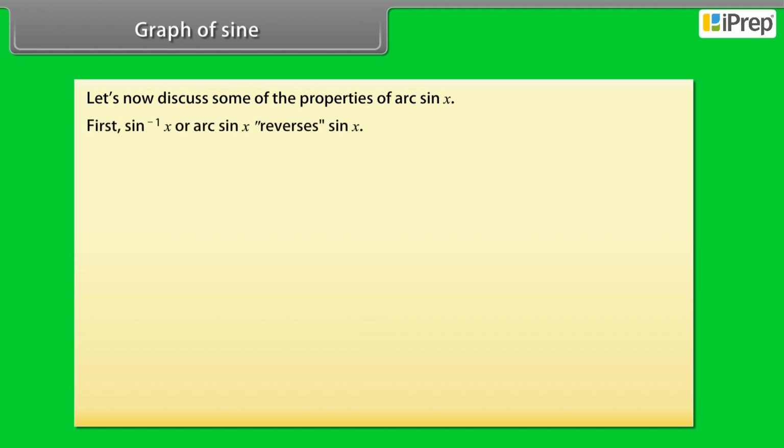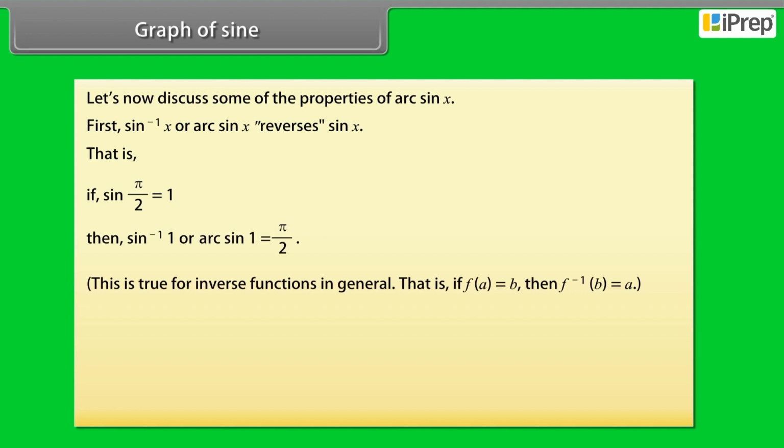First, sine inverse x or arc sine x reverses sine x. That is, if sine pi by 2 is equal to 1, then sine inverse 1 or arc sine 1 is equal to pi by 2. This is true for inverse functions in general. That is, if f(a) is equal to b, then f inverse of b is equal to a.